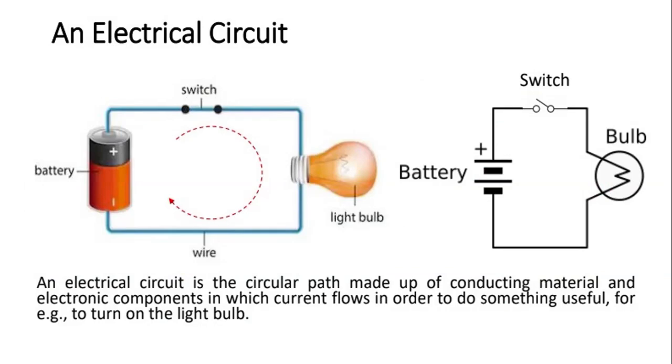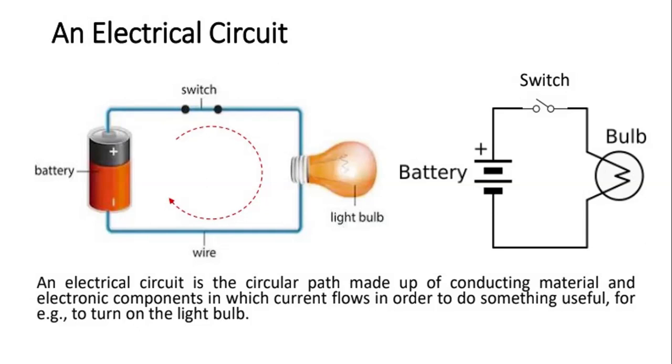If I need to design an electrical circuit, I require some sort of battery which can be connected with the output device. The electrical circuit is a circular path made up of conducting material, meaning conducting wire, which can be connected with the positive and negative terminals of a power supply, and with the electronics component in which the current will flow in order to do something useful. The output will become useful. We can see here we connect a battery with a switch, and the output is a bulb. When the switch is closed, the light will turn on. This is the way to design an electrical circuit.